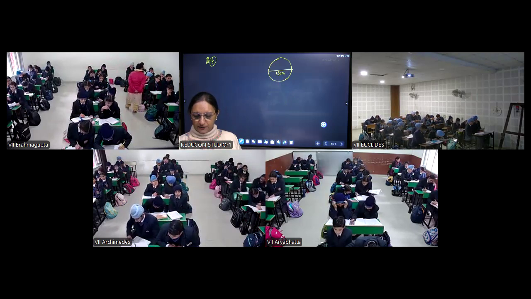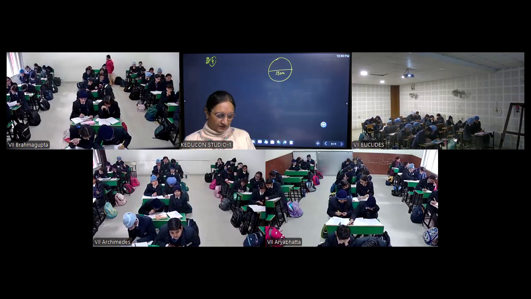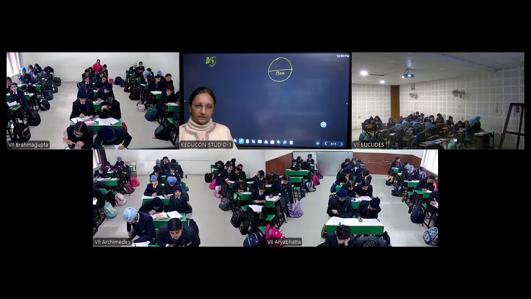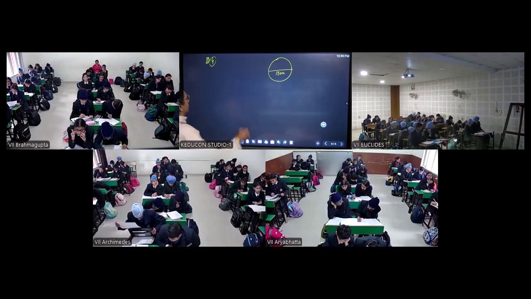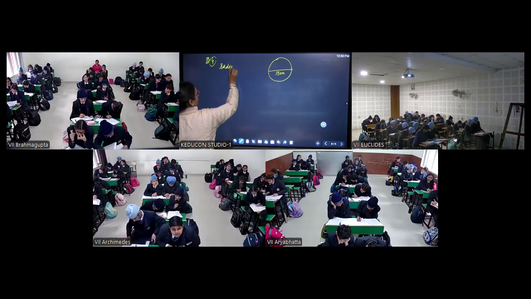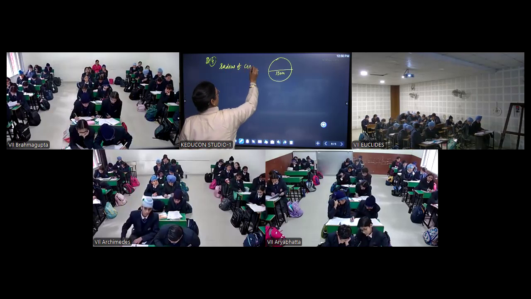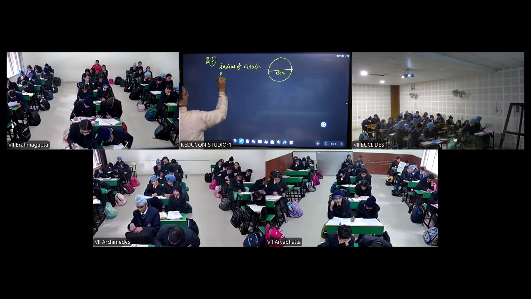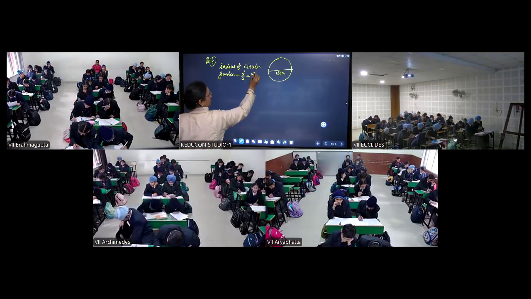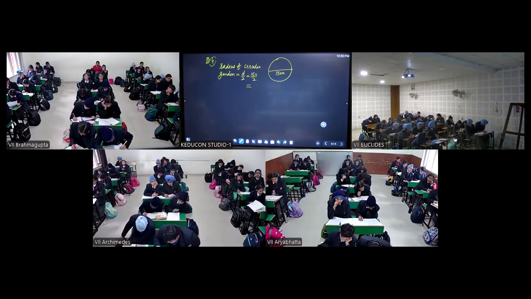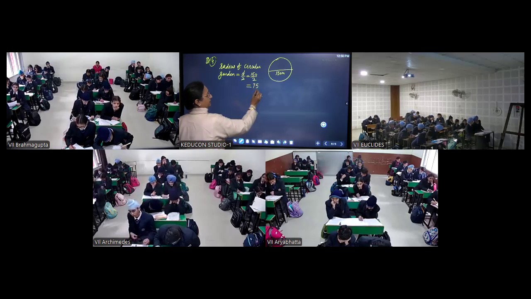A pond is constructed in the form of a circle with radius 20 meters. What do you mean by that? What is the radius of the circular garden? First of all, the radius of the circular garden will be equal to d by 2, which is equal to 150 by 2. It will be equal to 75 meters.